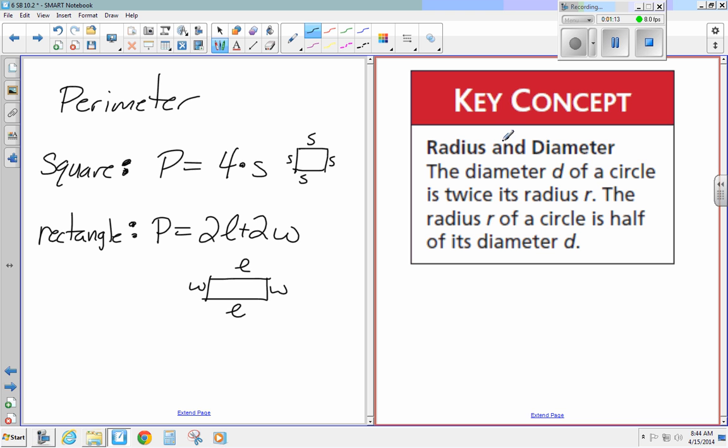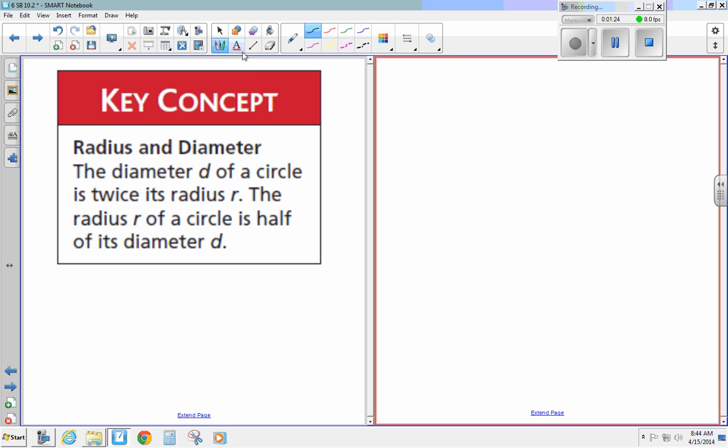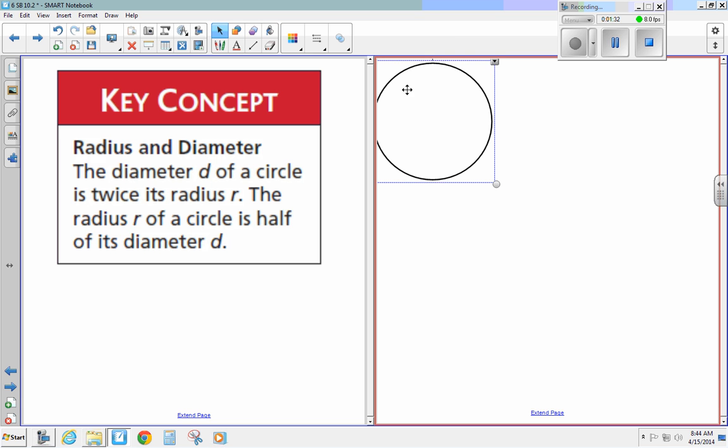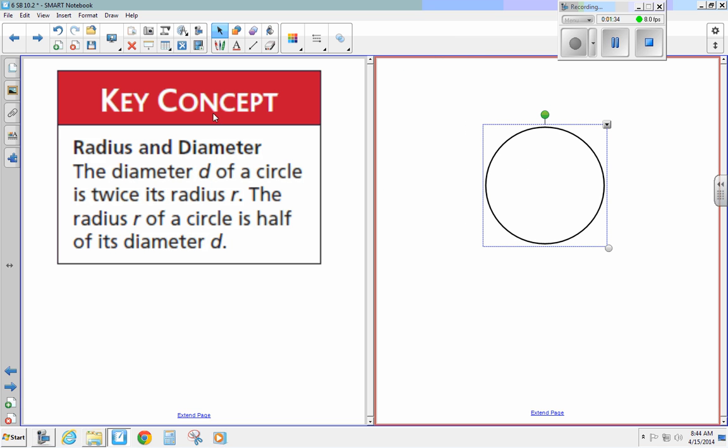Now, today, we're dealing with radius and diameter. The diameter d of a circle is twice its radius. The radius r of a circle is half of its diameter. Let's take a quick look at what a circle looks like. Here is a circle. This really doesn't tell you what it is, though.